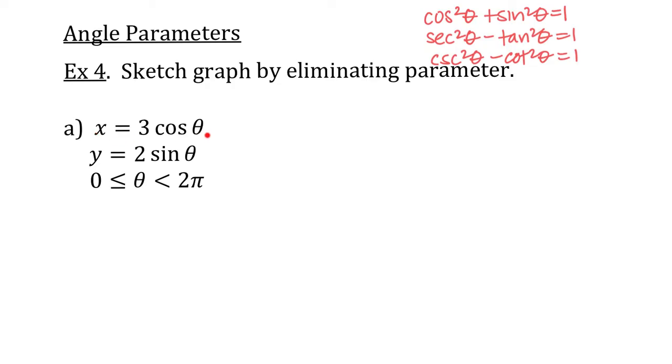Okay, now let's look at this one right here. I have x equals 3 cosine theta, y equals 2 sine theta, and theta from 0 to 2 pi, including 0, not including 2 pi. The first thing I'm going to do is rearrange this equation and solve for cosine. So for the first equation, if I rearrange it, I could divide by 3 and I'll get cosine of theta equals x over 3. For the second equation, I'm going to solve for sine theta.